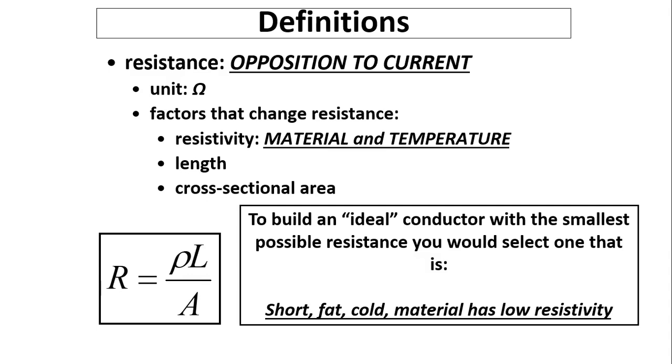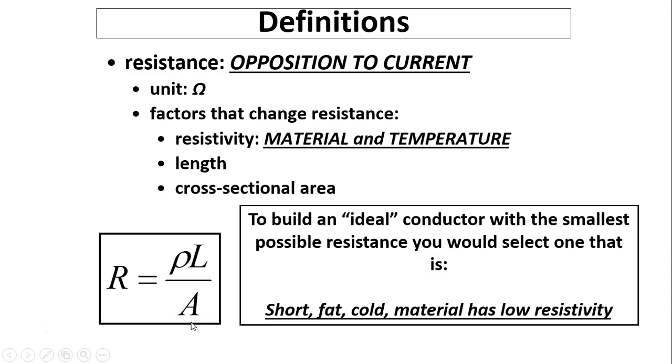Okay, so how is the resistance related to resistivity, length, and cross-sectional area? R is directly related to resistivity. The more resistivity you have, the more resistance you have. And R is directly related to the length. So the longer the wire, the more resistance the wire will have. And R is inversely related to area. The wider the wire, the less resistance you have.